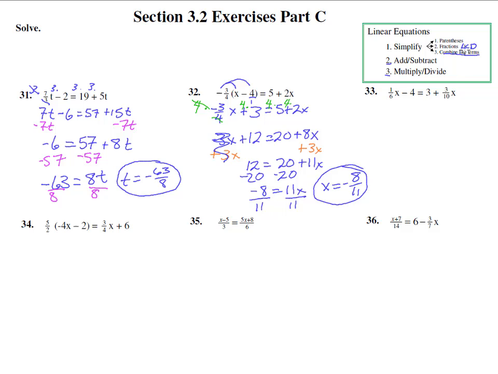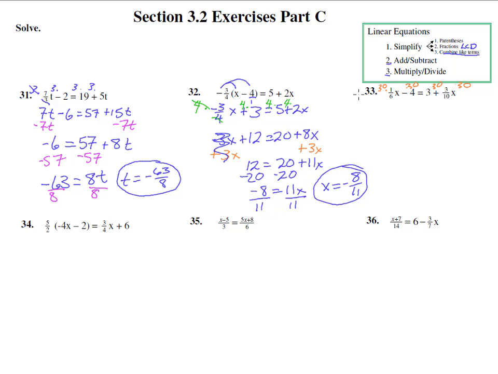So we need to think about the least common denominator of what 6's can go into and what 10's can go into. Not what numbers can go into them, like a 2, but what they can go into. So 6, 12, 18, 24, 30. Oh, that's a multiple of 10. So there we have it. Multiply by 30 everywhere. Multiply by 30, multiply by 30.